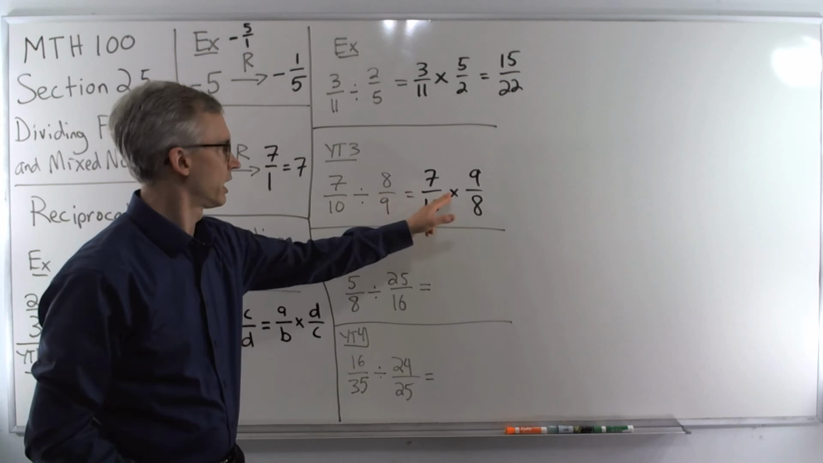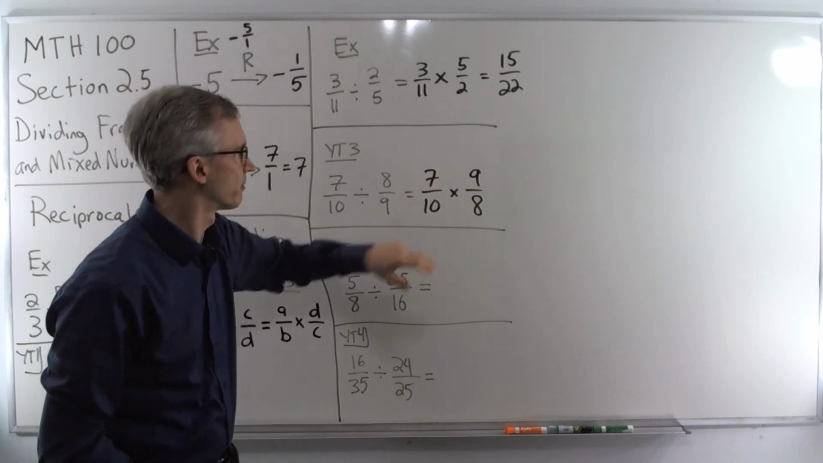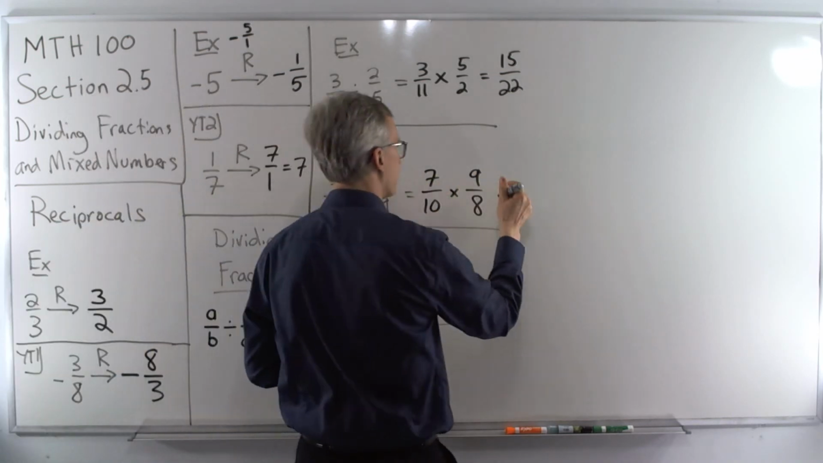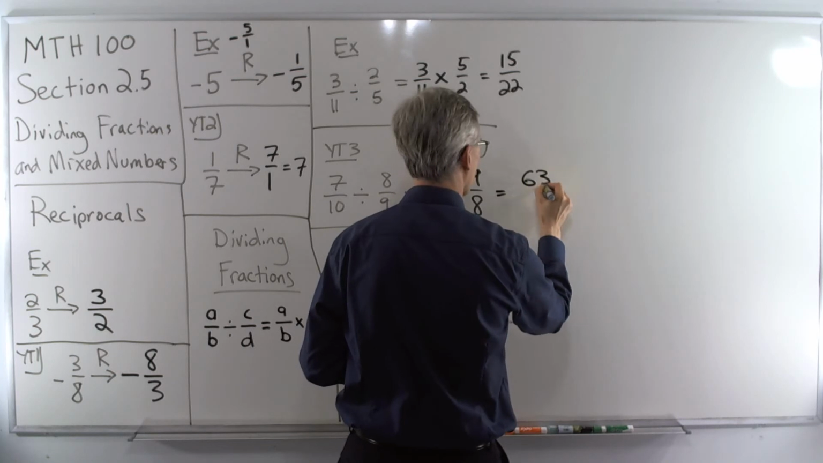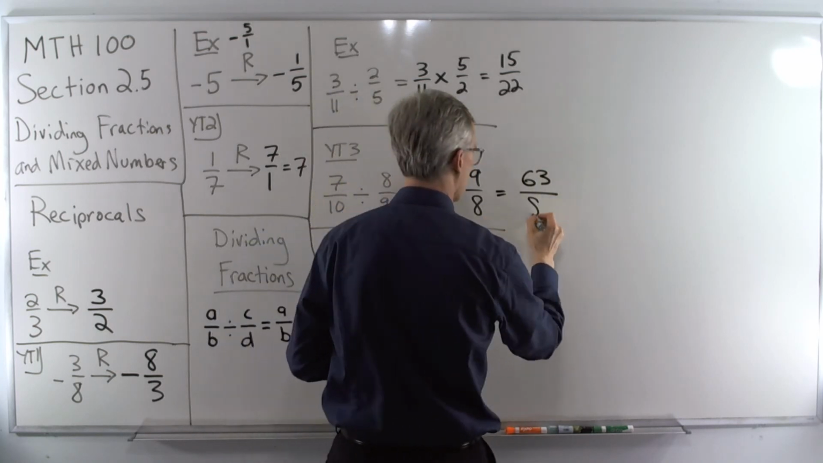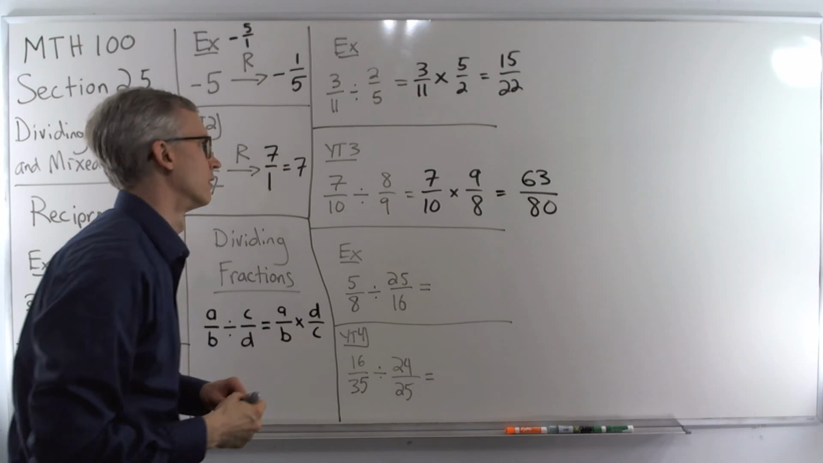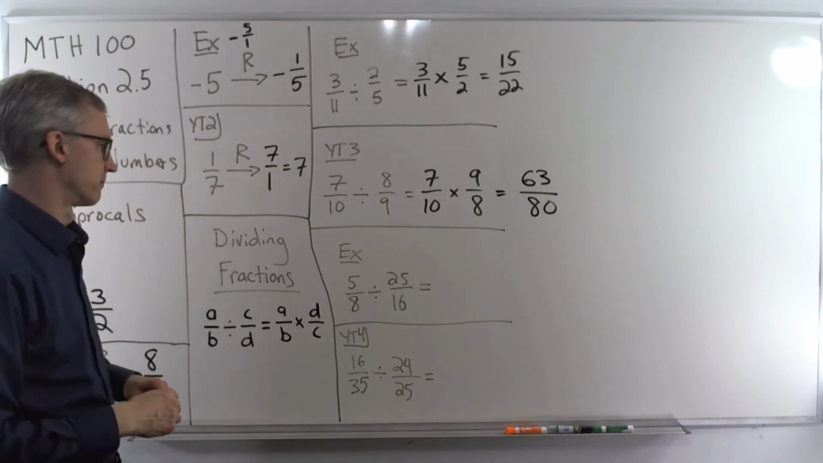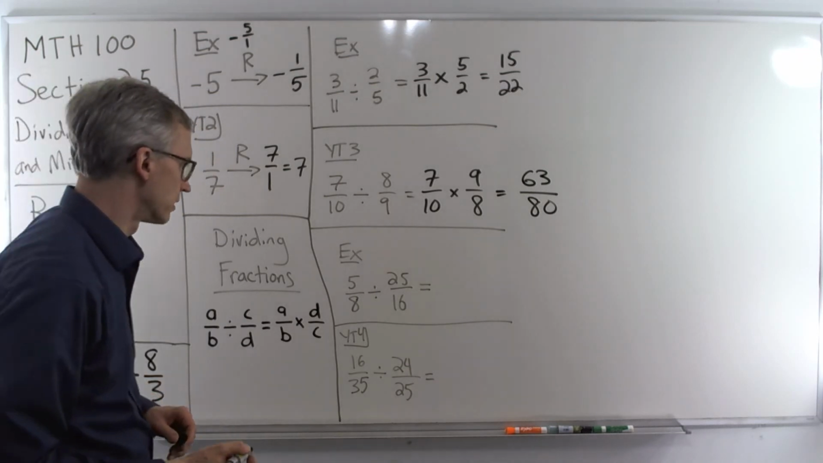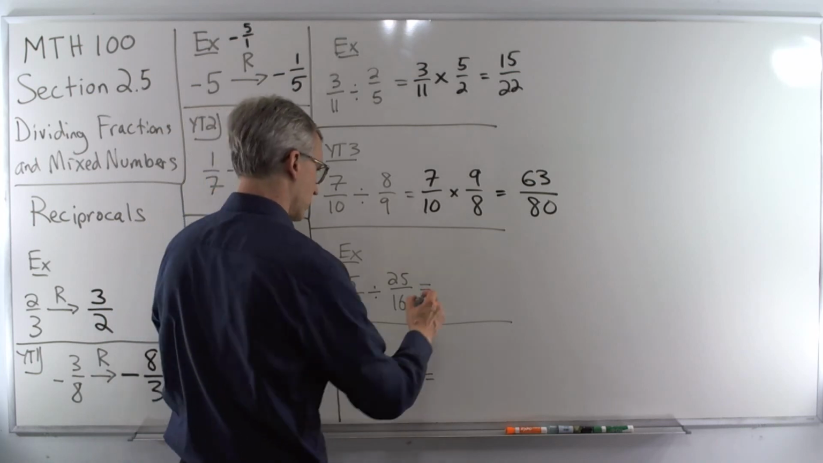All right, convert to multiplication, take that second fraction, flip it over, and I'll multiply straight across. 7 times 9, 63. 10 times 8 is 80. And that cannot be reduced. Next one.